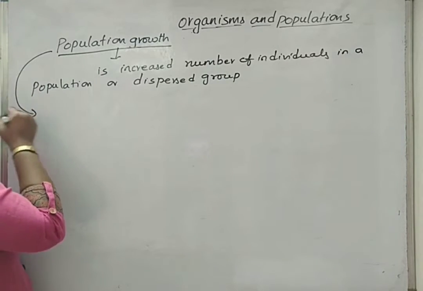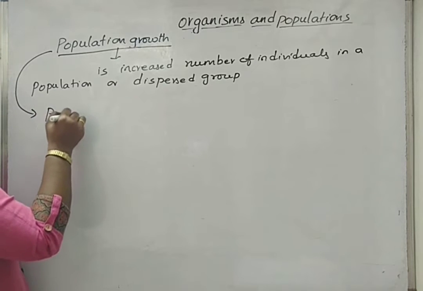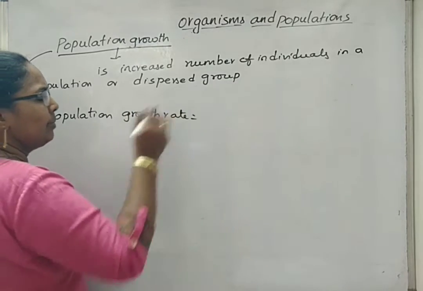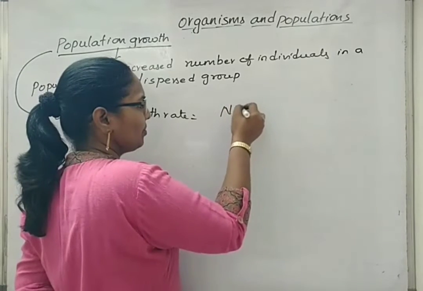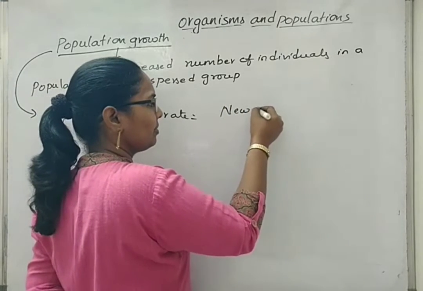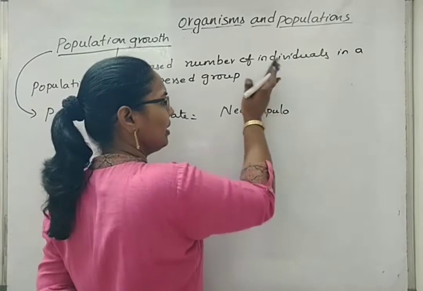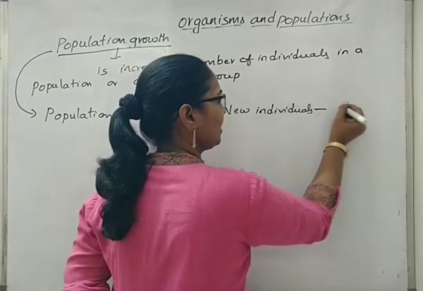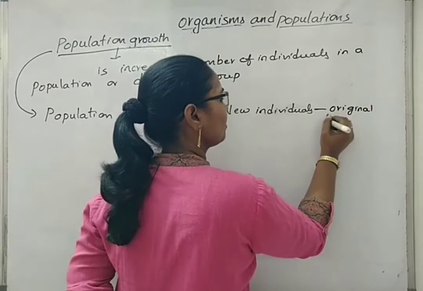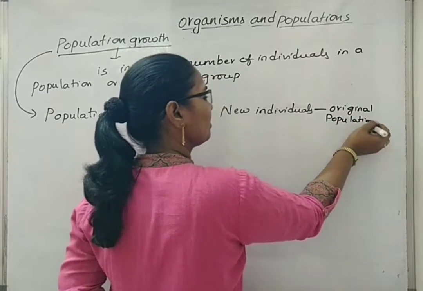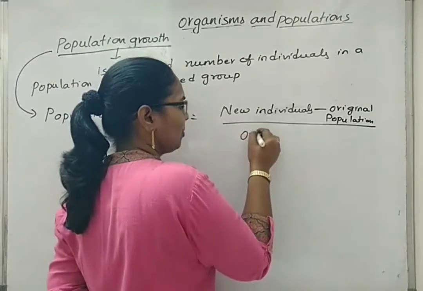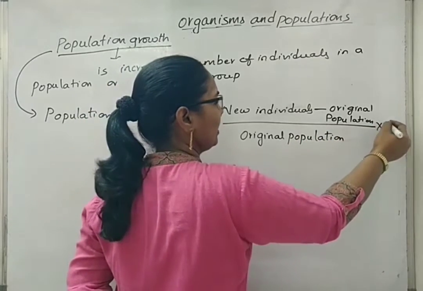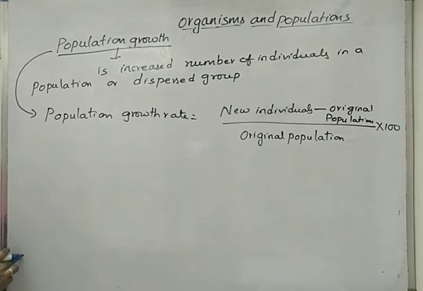Here, the population growth rate can be calculated as the new number of organisms or individuals that are formed, new individuals, minus the original population, which is divided by the original population, into 100. If you do such a calculation, we will get the population growth rate.